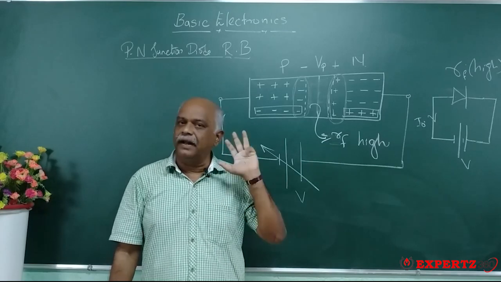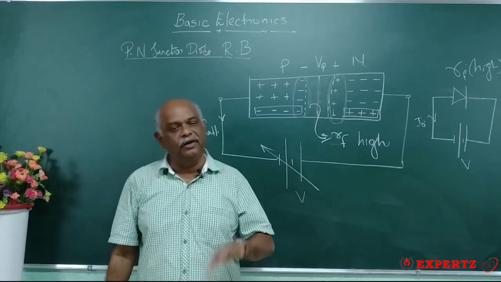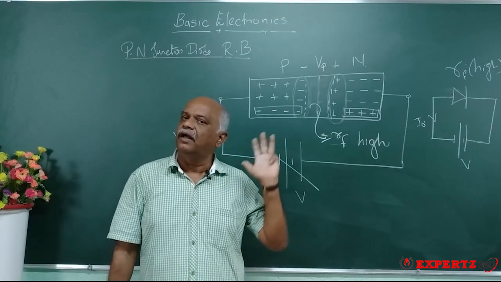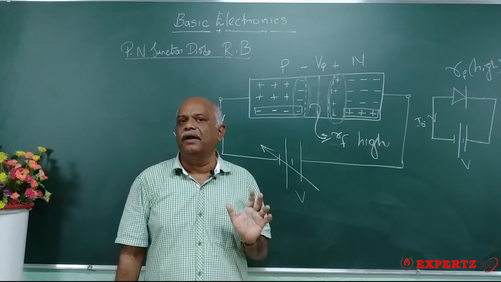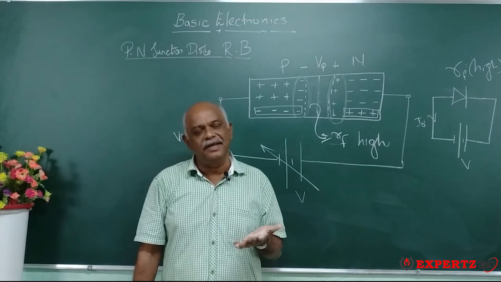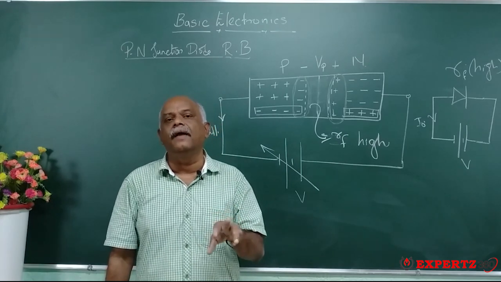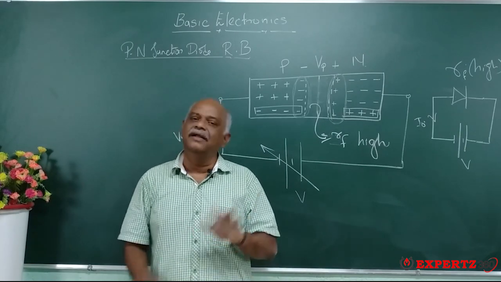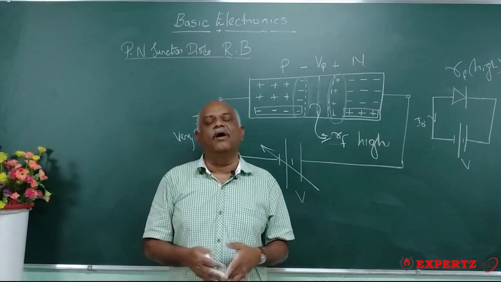PN junction diode under unbiased condition. There is no flow of current because diffusion current is equal to drift current. You know what is diffusion current, you know what is drift current. Diffusion current is due to the flow of majority carriers which flows from P to N. Drift current is the current due to the electric field created at the junction by the excess charge carriers which flows from N to P. Diffusion current and drift current both are in the opposite directions. In an unbiased condition, when the diffusion current becomes equal to drift current, the diode current becomes zero. So under unbiased condition, there is no flow of current.